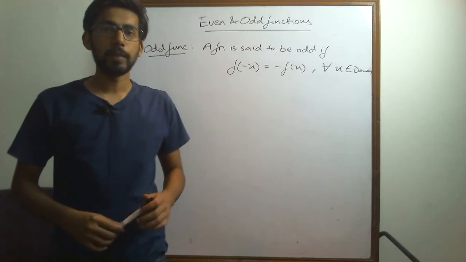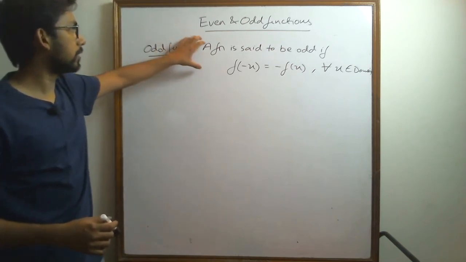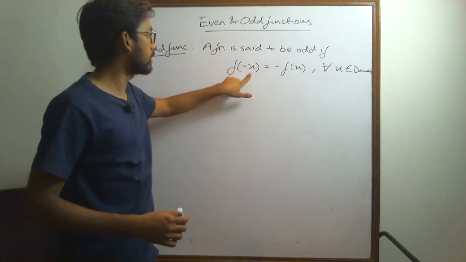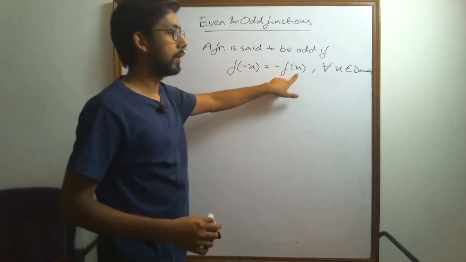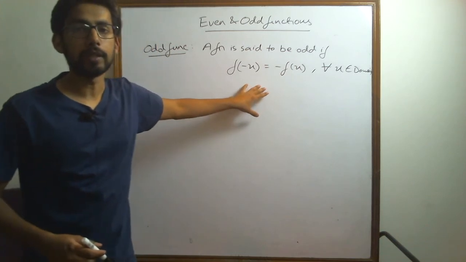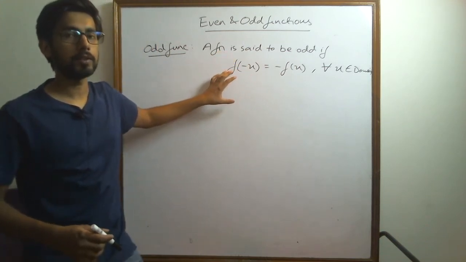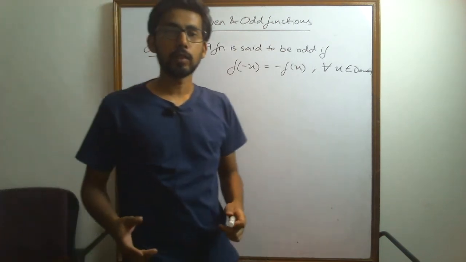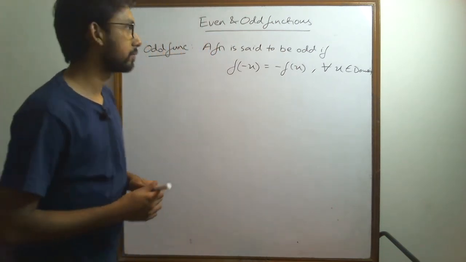Okay, so let's sum it up. An odd function is a function if it satisfies the condition that f of minus x is equal to minus of f of x, and it has the property that the graph of this function is symmetric in opposite quadrants, or it is symmetric with respect to the origin.